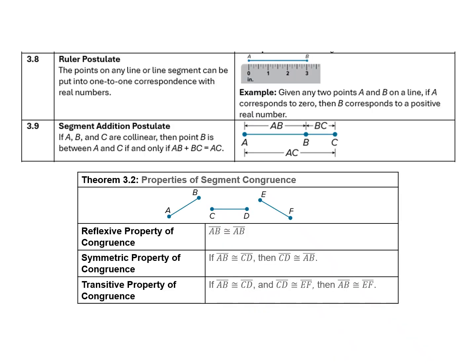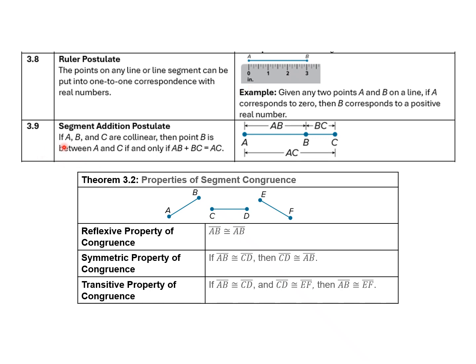Here are our newer postulates and theorems. So first we have the ruler postulate. The points on any line or line segment can be put into one-to-one correspondence with real numbers. For example, given any 2 points A and B on a line, if point A corresponds to 0, then point B corresponds to a positive real number because it's on the right side of the ruler, right? And any ruler only measures in positive numbers.